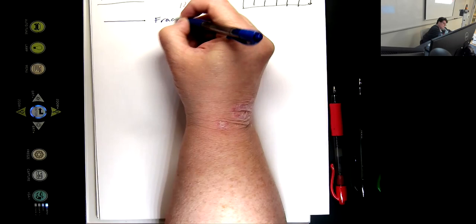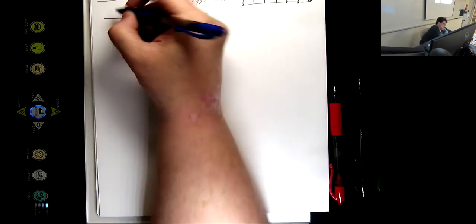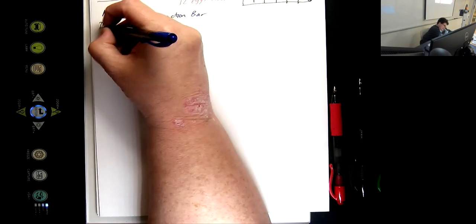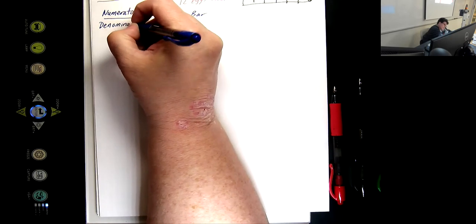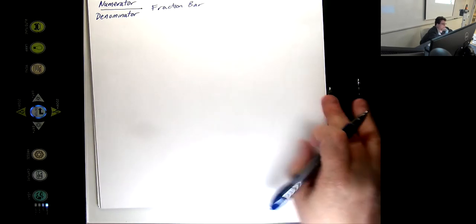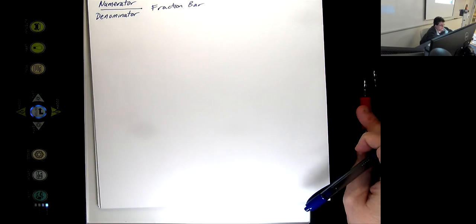If I want to talk about how many eggs I've eaten out of the carton, I can write this as a fraction. We have a fraction bar. Mathematicians like to call this one the numerator and this one the denominator. The only reason I'm telling you this is because the homework probably uses these words. I don't care for them. They're the top and the bottom.